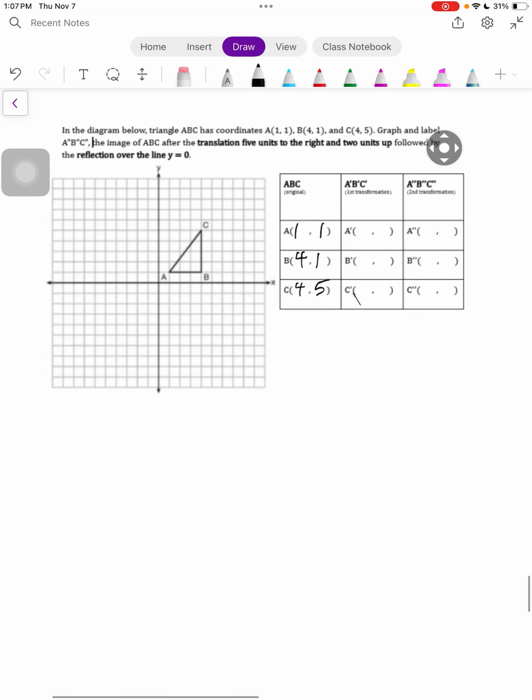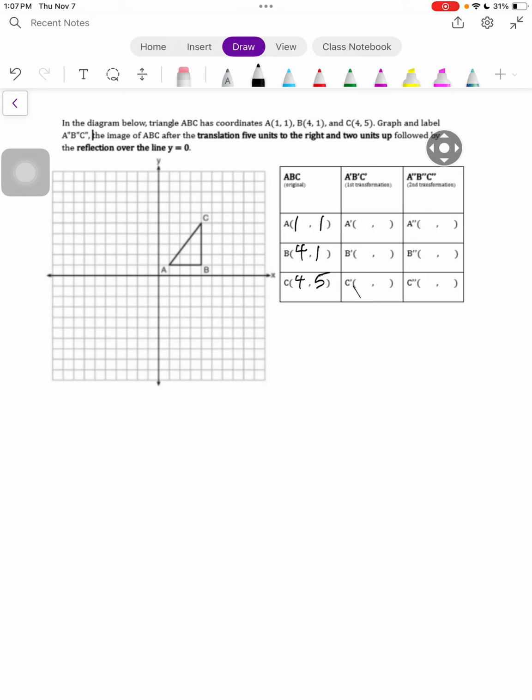So now we're going to actually do something. The first thing is we have triangle ABC, and the points are (1, 1), (4, 1), (4, 5). So I place those in there. That's called the original, or, you guessed it, the pre-image.